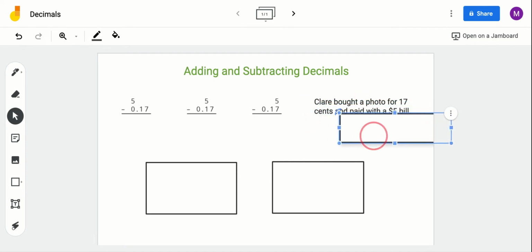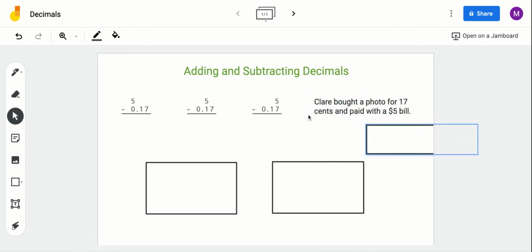And so something that can help us to think about these problems a little bit more is a situation for this problem. Claire bought a photo for 17 cents and paid with a $5 bill. So this is how we would write 17 cents in the dollar format. Here's $5. We can add our decimal point and our zeros on here, without changing the value of that 5. That $5 is $5 and no cents. So we add those no cents on there, and then it's a little bit easier for us to see what we do when we subtract.